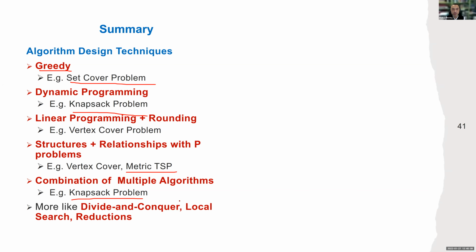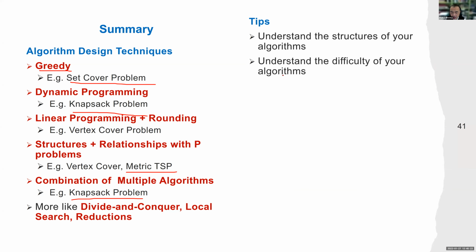All right. Okay. Well, now there are some tips for this topic about approximation algorithms. So usually, how to solve a problem? Firstly, you need to understand the structures of your problem. And then you also need to understand the difficulty of your problem. Is it NP-complete or P? And then you will start with some common or familiar techniques and try to prove an approximation ratio, right?